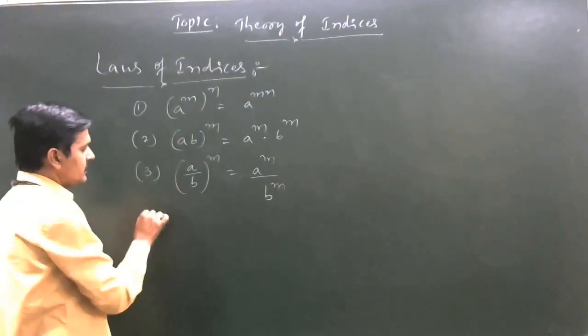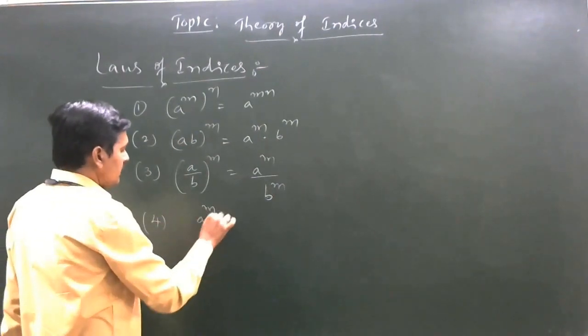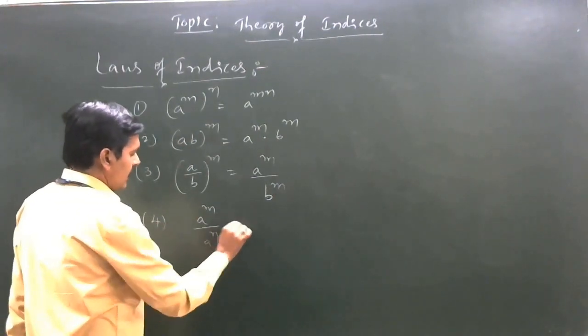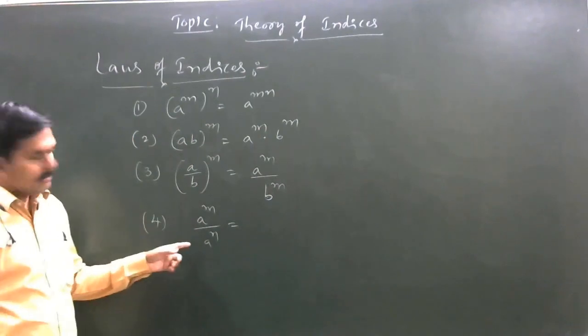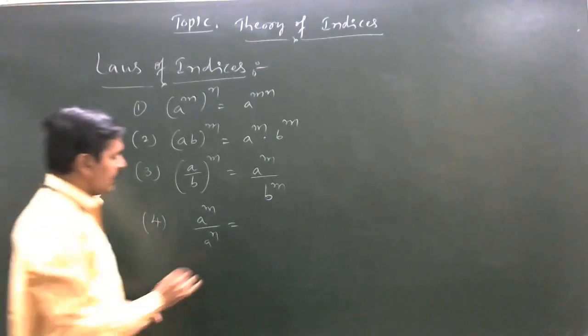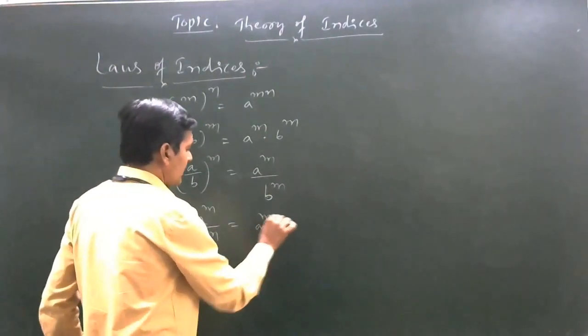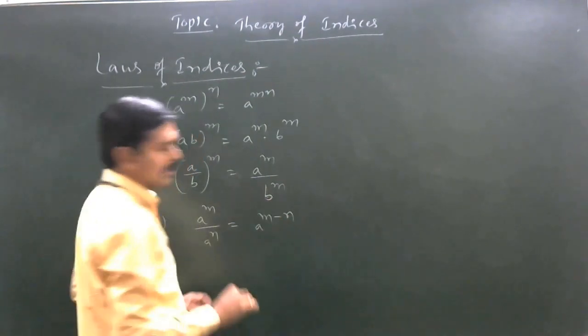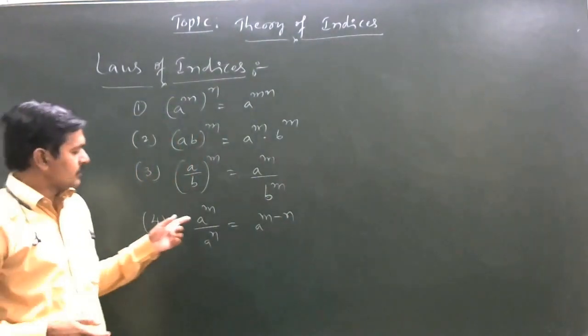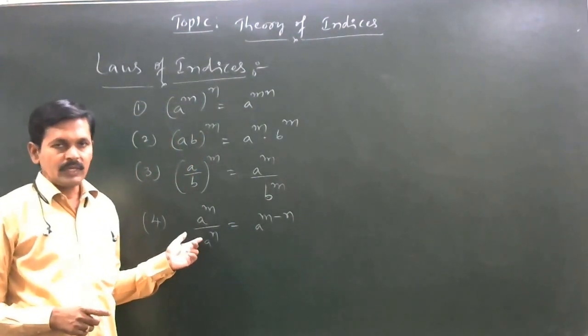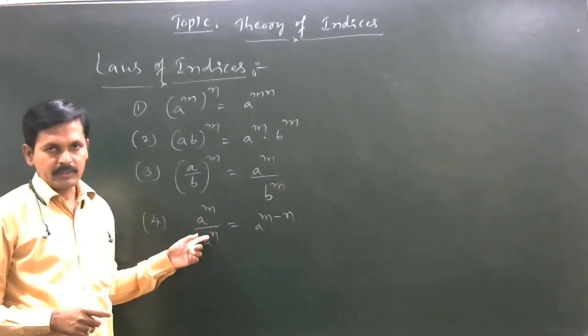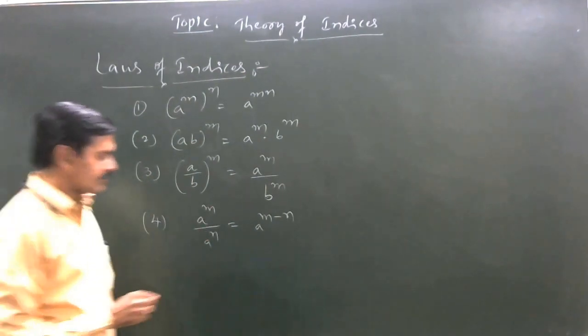The fourth law is a power m divided by a power n. Here a power m divided by a power n is a to the power of m minus n. Here also a is a non-zero real number, and m and n are positive integers.